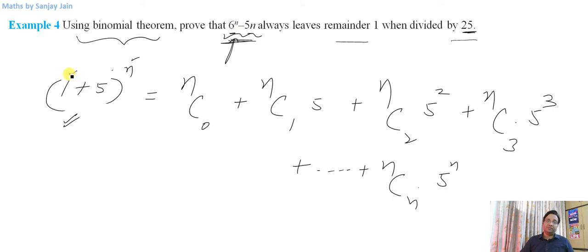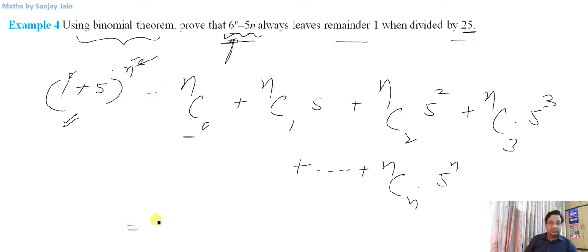Whatever power 1 will take, it will give you 1. So 5 will be raised to different powers. In the first term, 5 raised to power 0, 5 raised to power 1, 5 raised to power 2, 5 raised to power 3, 5 raised to power 4, and we can go up to 5 raised to power n, which is the highest that it can take. Alright, so let us think about this.